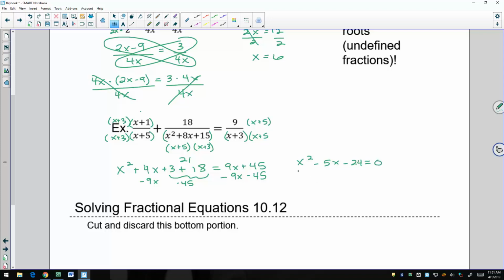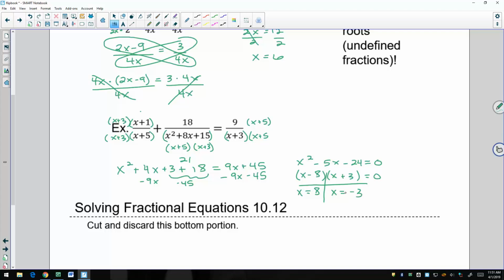Now you're going to factor this using your 1 AM. The multiples of negative 24 that add up to negative 5 would be negative 8 and positive 3. And whenever you're trying to solve, because it says what values of x will give you 0, that's when you t-chart and you get x equals positive 8 and x equals negative 3.